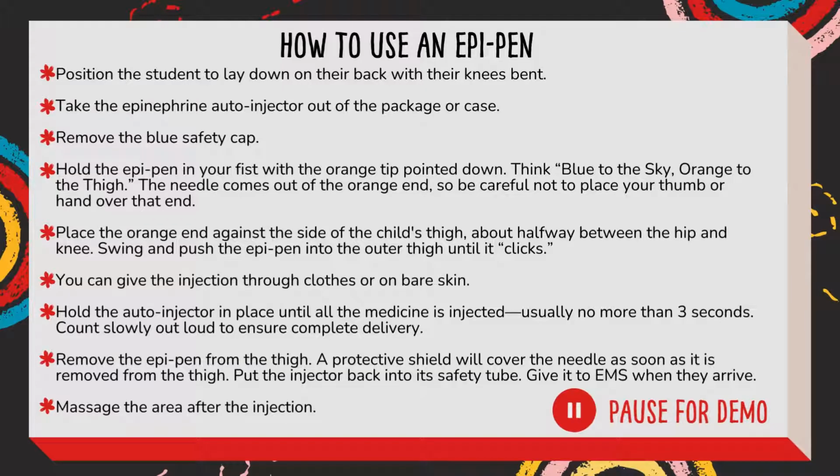Hold the autoinjector in place until all the medicine is injected, usually no more than 3 seconds. Count slowly out loud to ensure complete delivery of the epinephrine. Remove the EpiPen from the thigh and a protective shield will cover the needle. Put the injector back into its safety tube and give it to EMS when they arrive. If possible, massage the area after the injection. Here's an opportunity to pause for a demonstration and/or practice time with trainers.